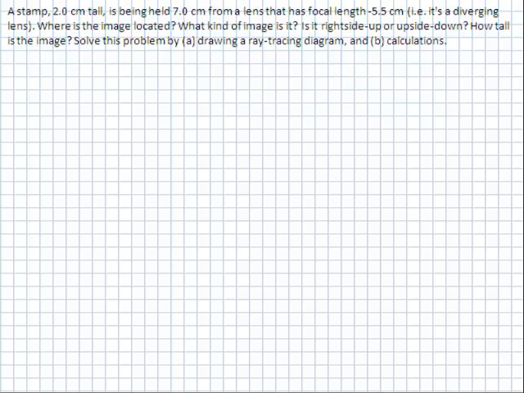A stamp 2 centimeters tall is being held 7 centimeters from a lens that has a focal length of negative 5.5 centimeters. That is, it's a diverging lens. Where is the image located? What kind of image is it? Is it right side up or upside down? And how tall is it? We'll solve this problem by drawing a ray tracing diagram and by calculation.